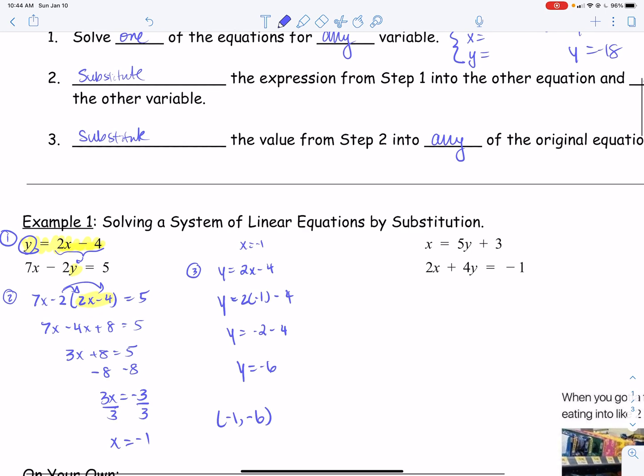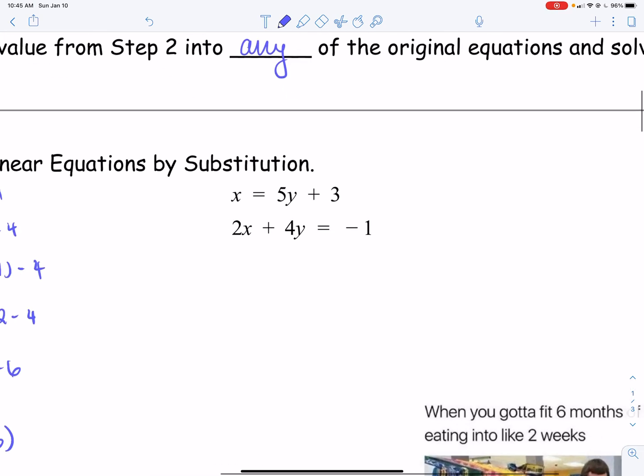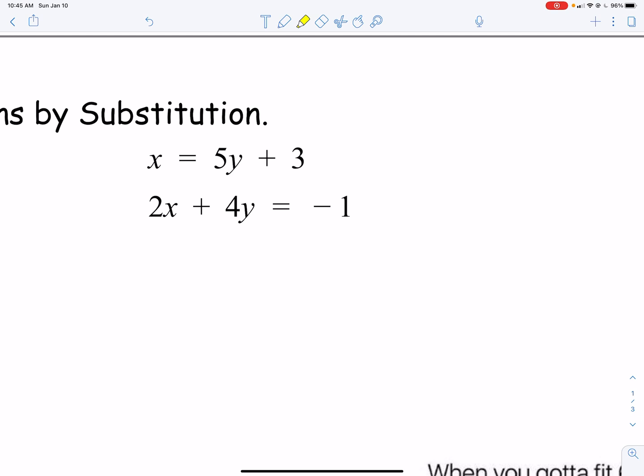Okay? So I know this is a lot of work, but hopefully this is a little easier for some of you, especially if you like the algebra, the math part of it, instead of the graphing part of it. So once again, this is a different way you can solve systems of linear equations.